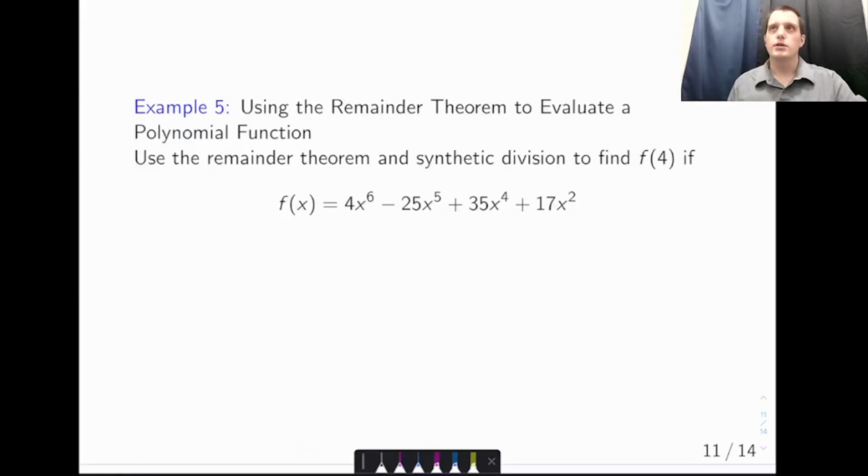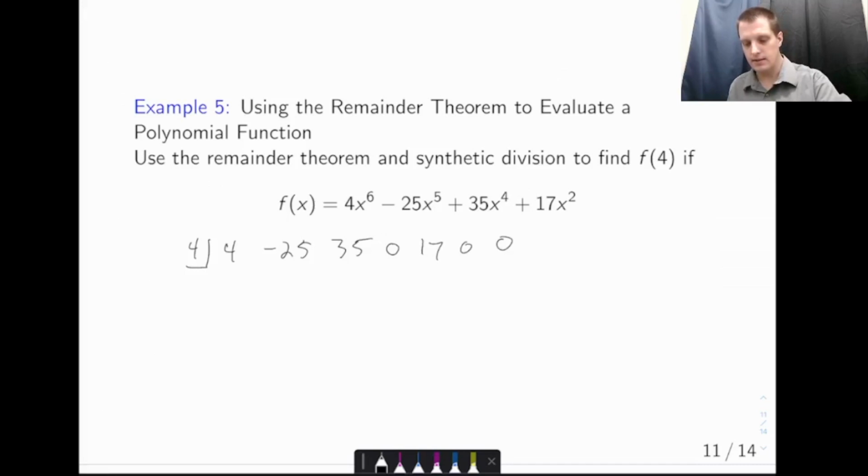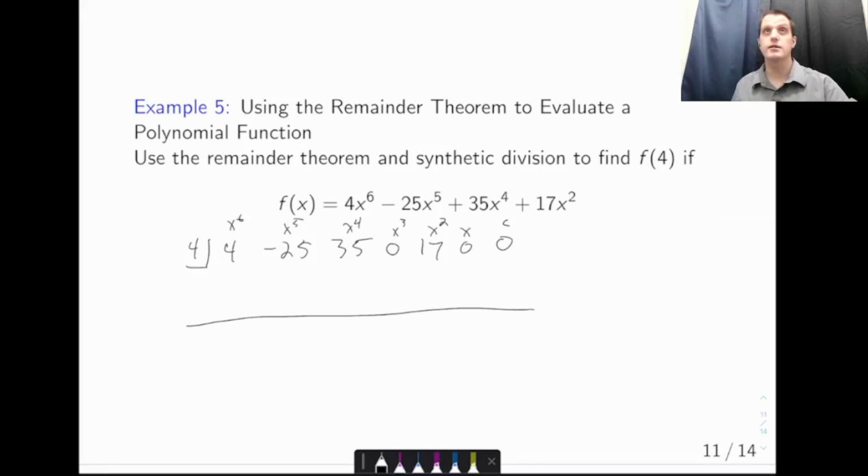All right, so here we're going to go ahead and divide these polynomials. So let's do this. Okay, so notice first that we have power of 6, 5, 4, no 3, yes 2, no 1, no constants. So I'm going to go ahead and get this started by doing a 4, and then 4, -25, 35, 0, 17, 0, and 0. As a reminder, x to the 6th, x to the 5th, x to the 4th, x to the 3rd, x squared, x, and then our constants.